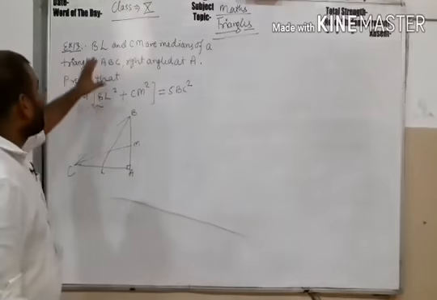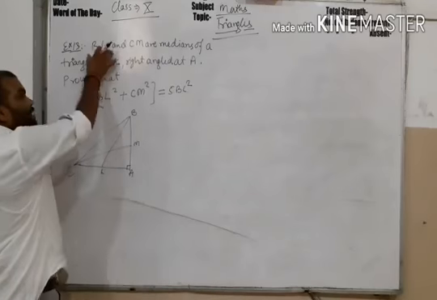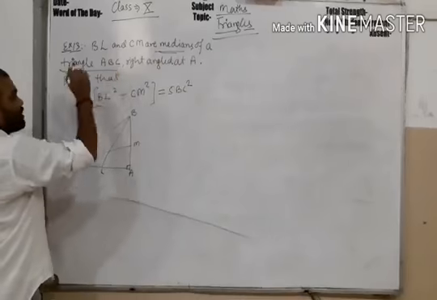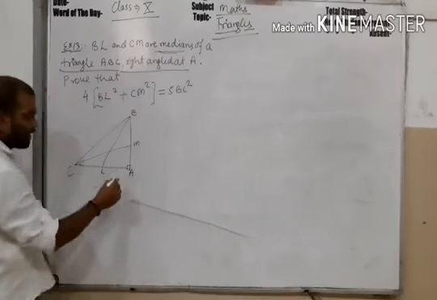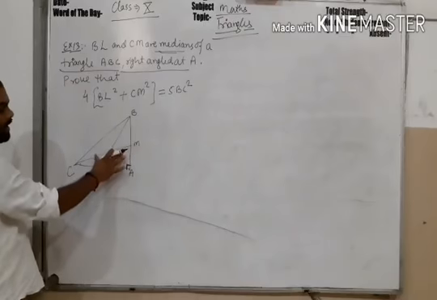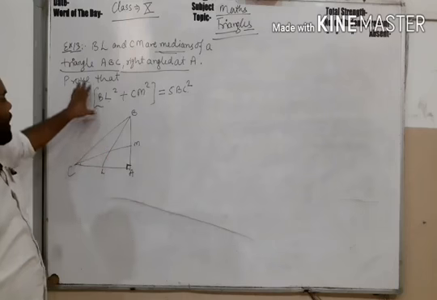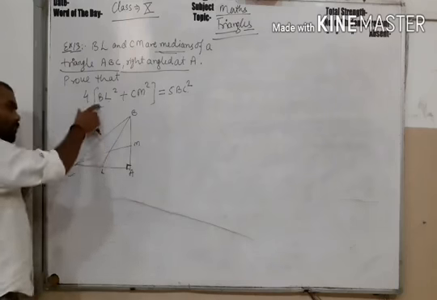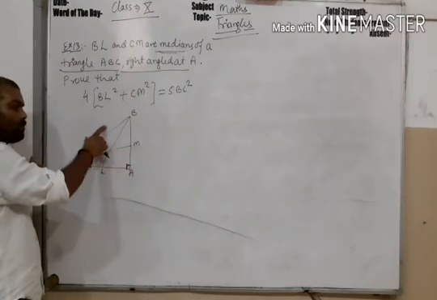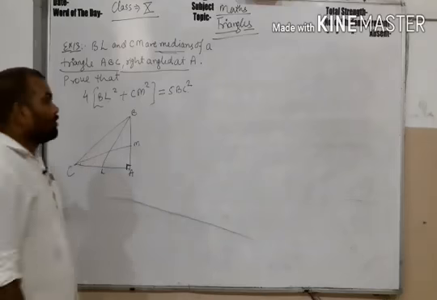Okay. Example number 13 says that BL and CM are the medians of a triangle ABC, which is right angled at A. Means this angle is right angle, and in this triangle BL and CM are the medians. Okay, and then we have to prove that 4 times the sum of the square of BL plus the square of CM is equal to 5 times the square of BC. Okay, so let us prove it.